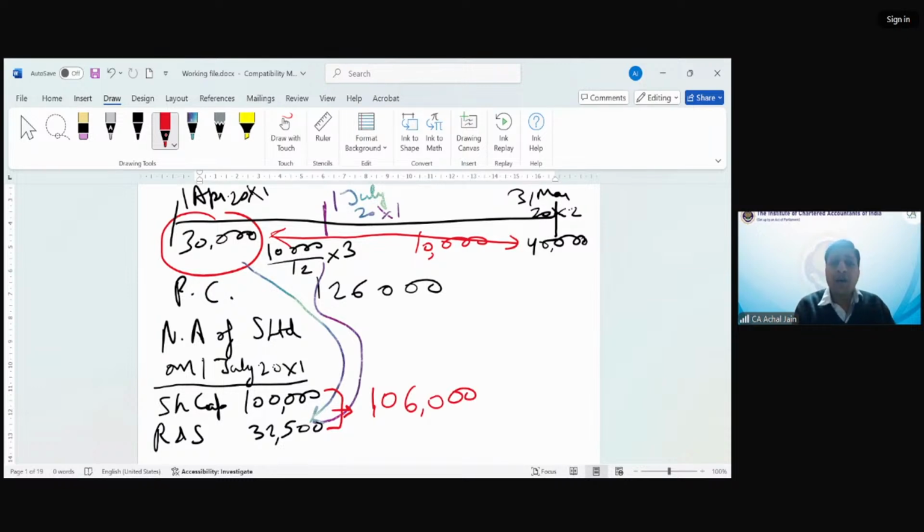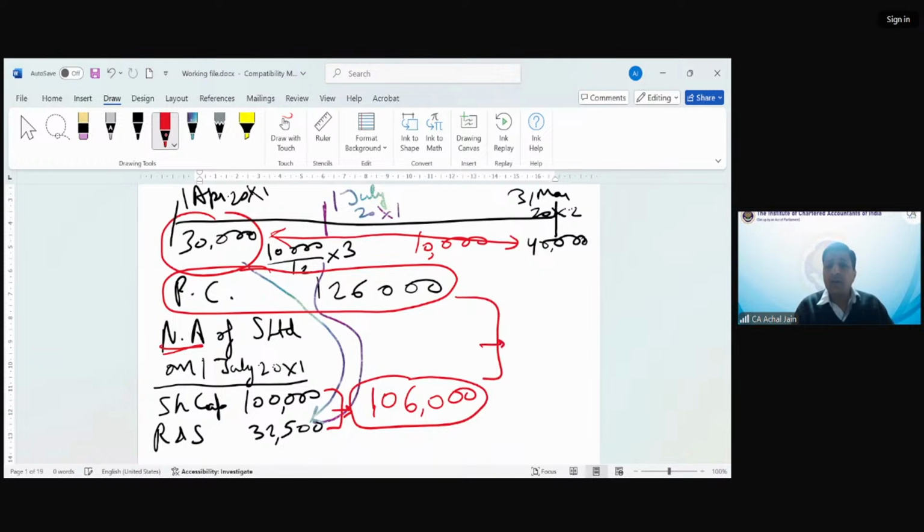So you have a purchase consideration of 1,26,000 and the net assets are 1,06,000. So therefore, what do you get? Goodwill or capital reserve? Goodwill only. Amounting to 20,000. So therefore, this 20,000 will be goodwill for you.